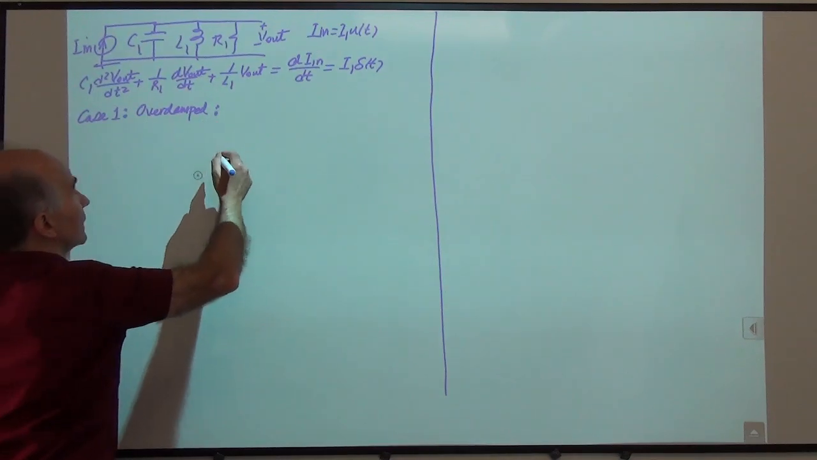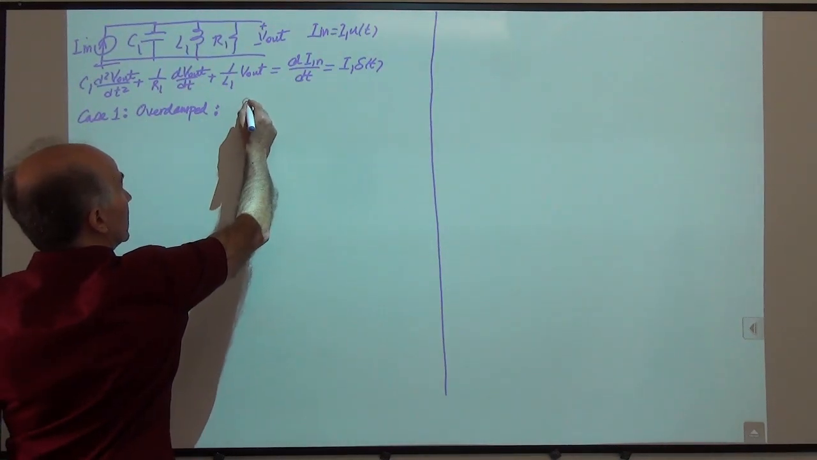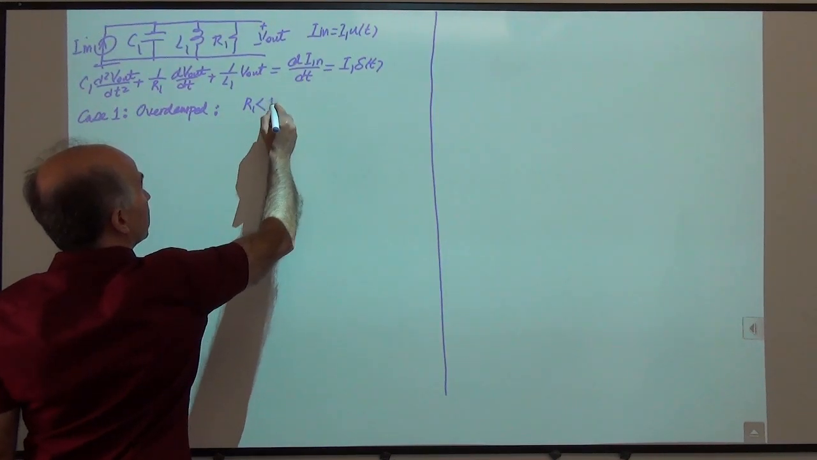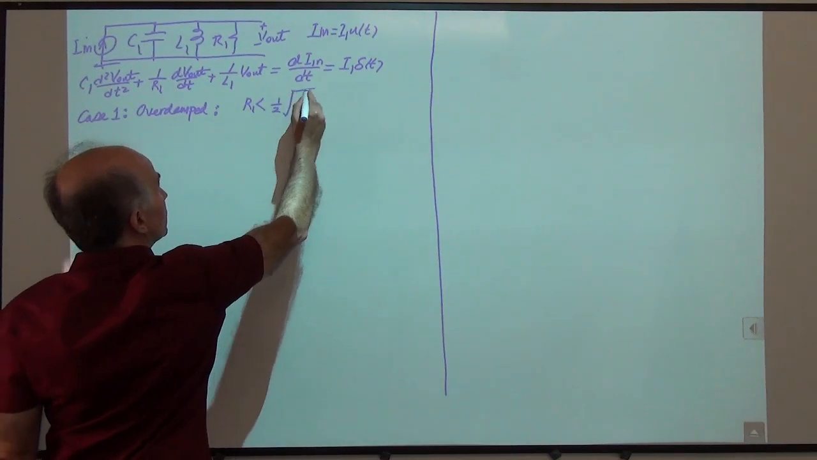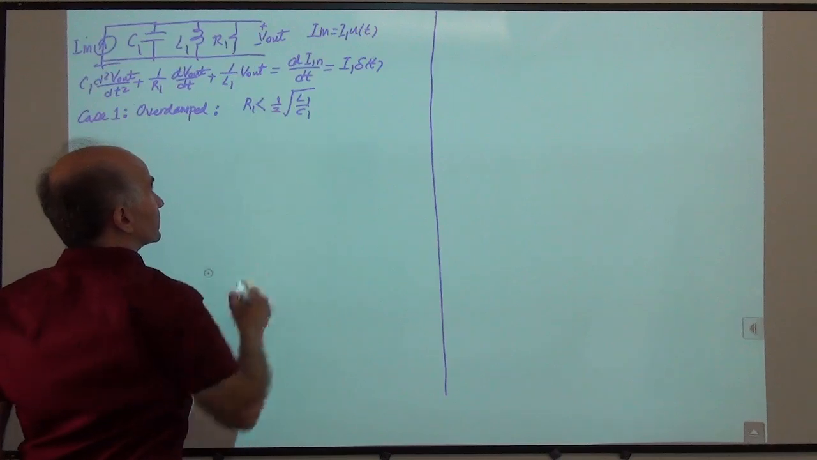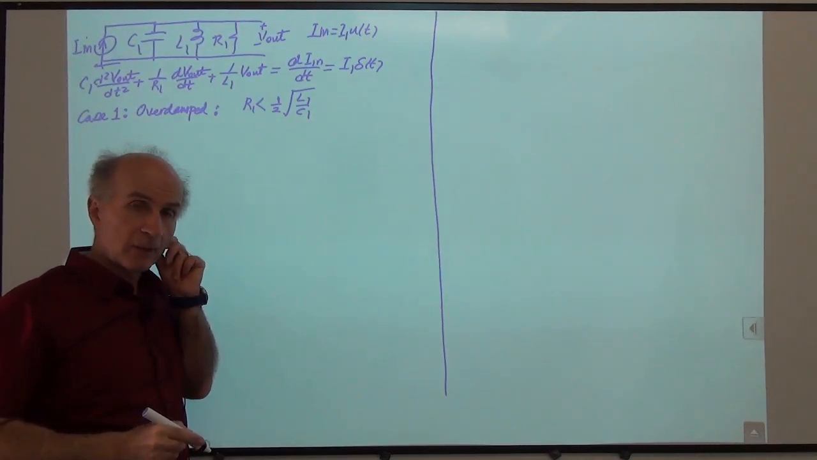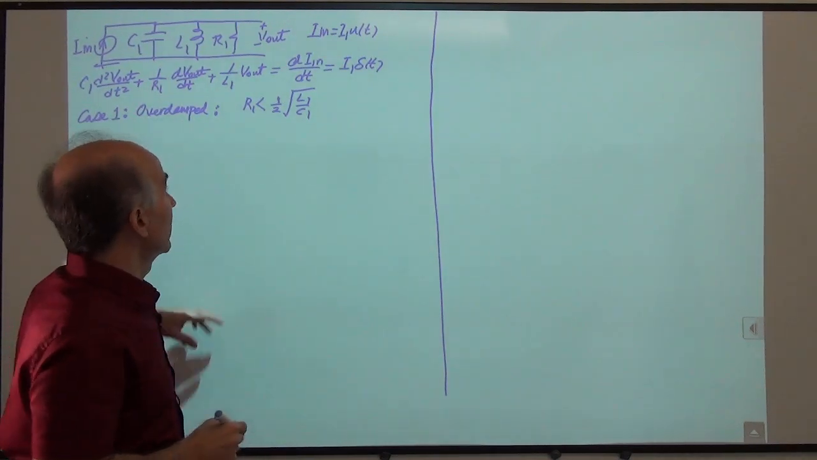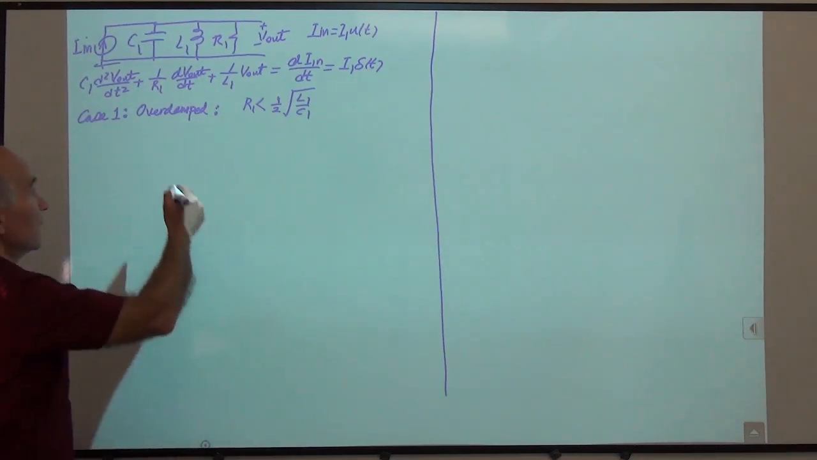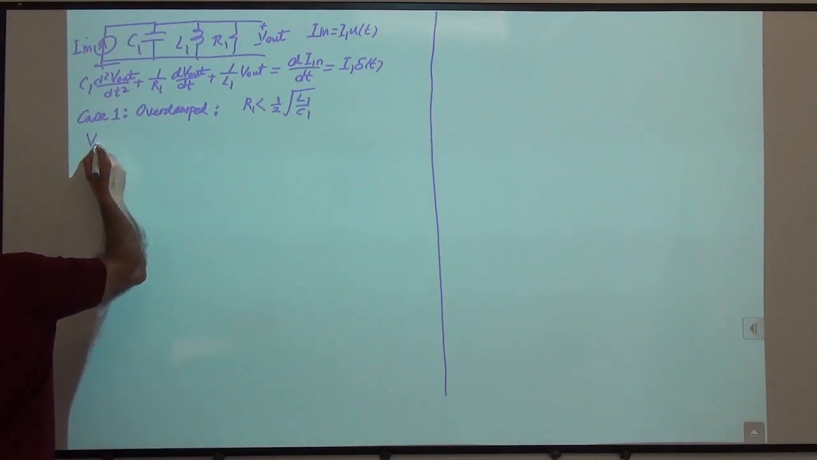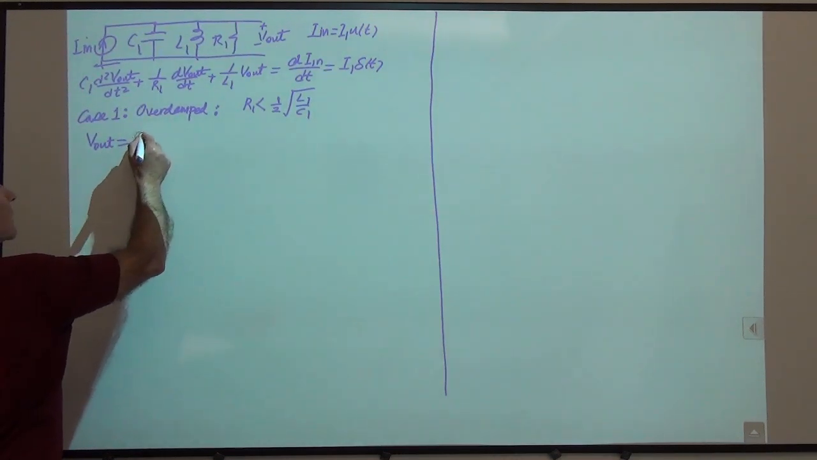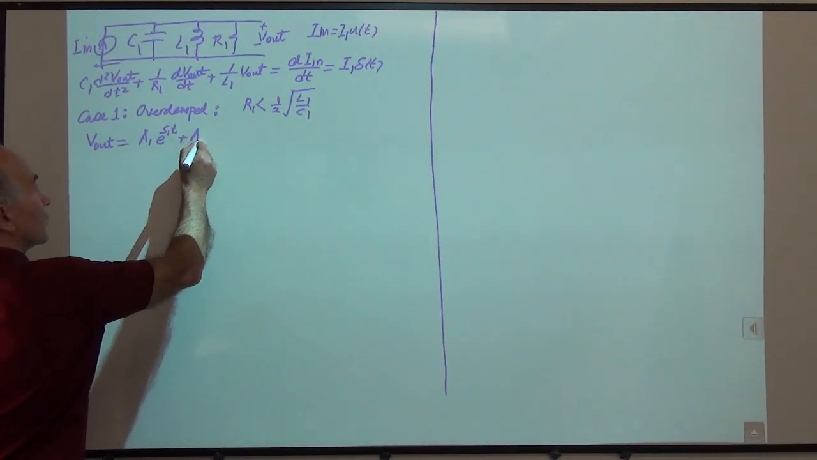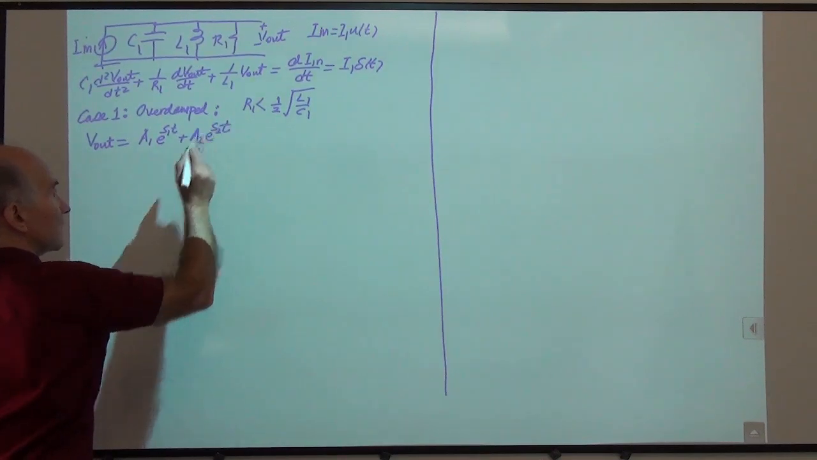So that means that, remember, our conditions were we have R1 less than 1/2 of root L1 over C1. Okay, so we have an overdamped response according to the conditions we derived before, and we have to see how we can write the output. So we'll say V out is equal to A1 e to the S1t plus A2 e to the S2t.